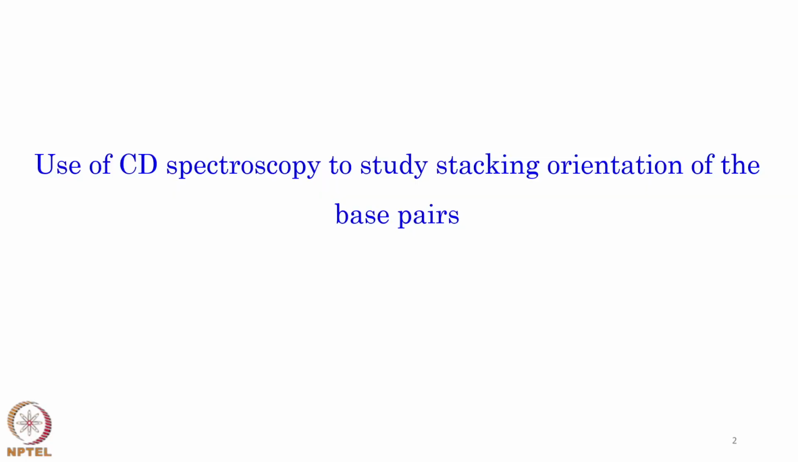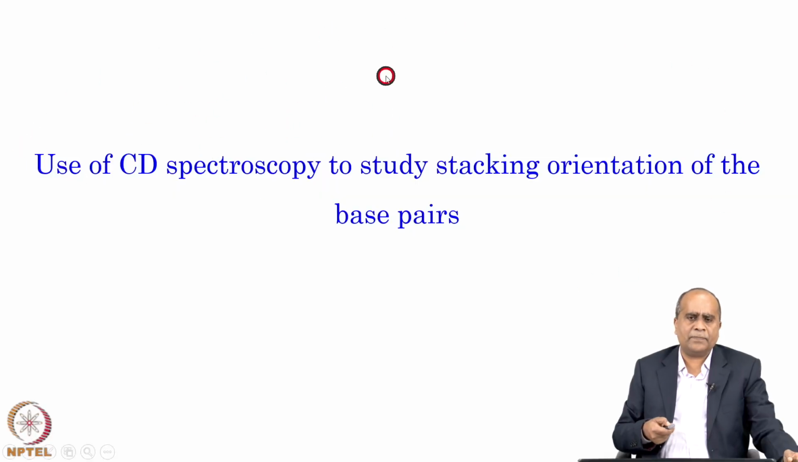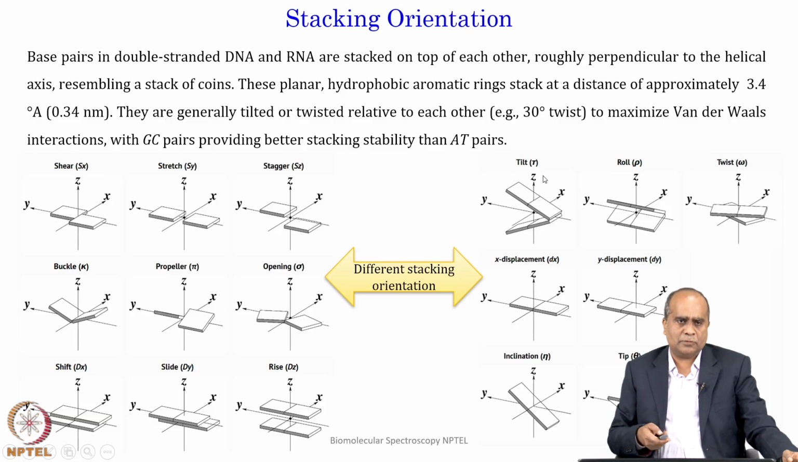Hello students, welcome to the course of biomolecular spectroscopy, where we are discussing circular dichroism. In the last class we discussed how we can use circular dichroism for nucleic acid analysis. We looked at the specific signatures in B type, A type or Z type of DNA. So, can we use CD spectroscopy to study the base stacking orientation in the DNA? That is what we will discuss in this class today.